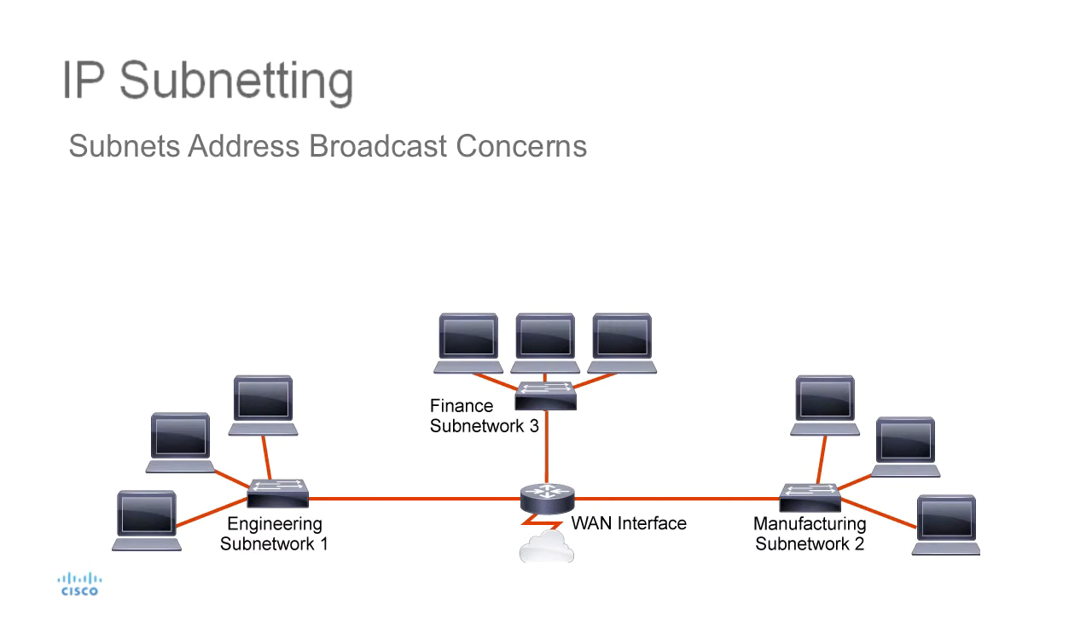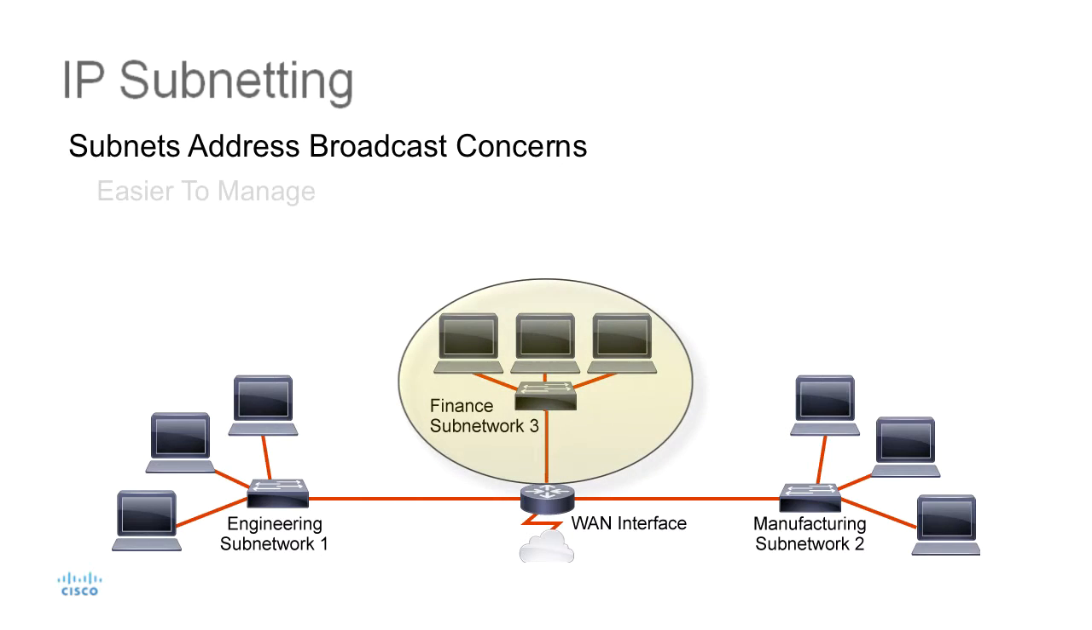The concept of subnetting is used to address these and other concerns related to having a large, flat network by logically dividing that network into smaller networks. And there really are many advantages of subnetting a network. For example, smaller networks are much easier to manage and easier to map to geographical or functional requirements.